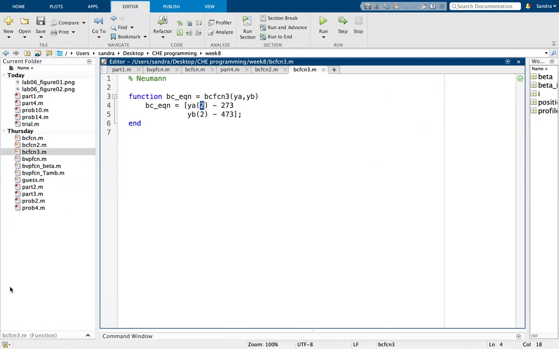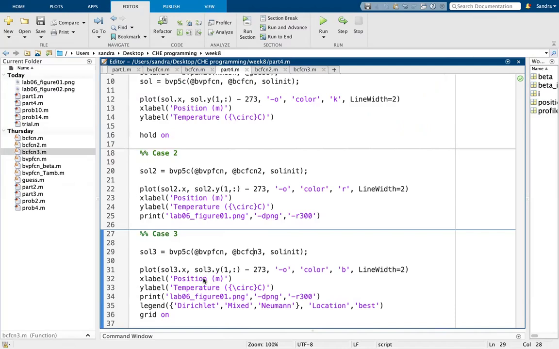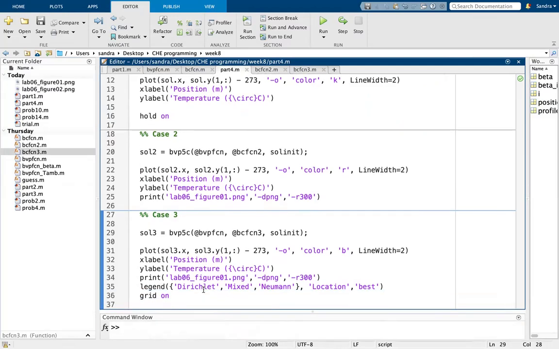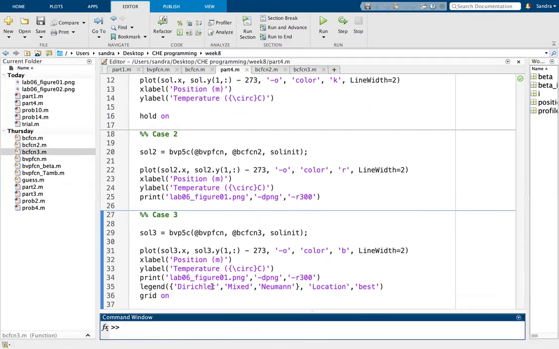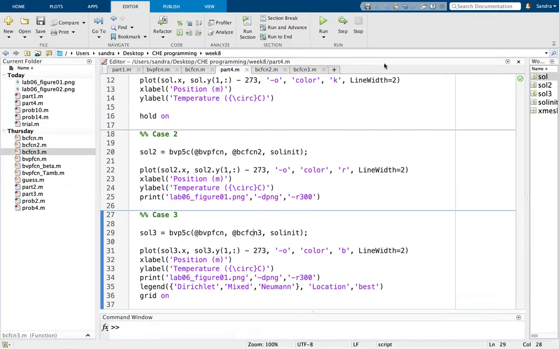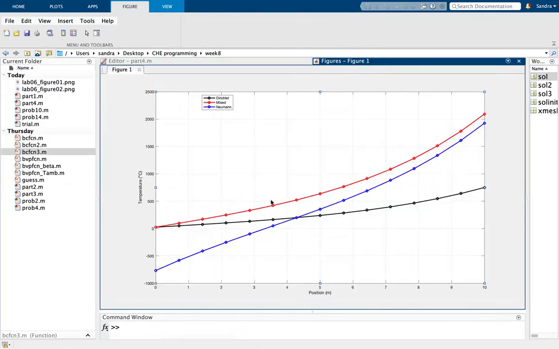Now, let me just run this part of the code. And one other thing is these boundary conditions are called Dirichlet boundary condition, mixed boundary condition, and Neumann boundary condition. I'll just show you how this works, but first let me just run this code for you. Okay, this is how it works.